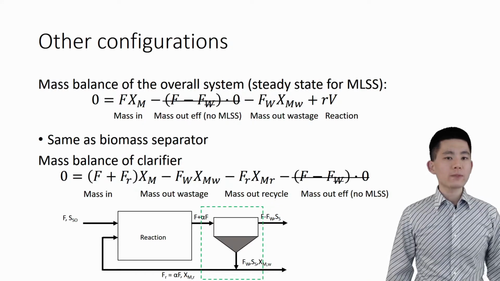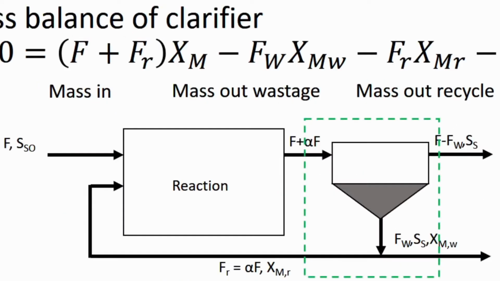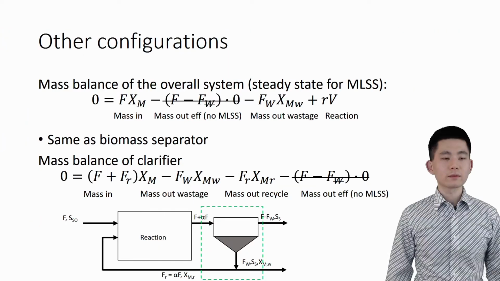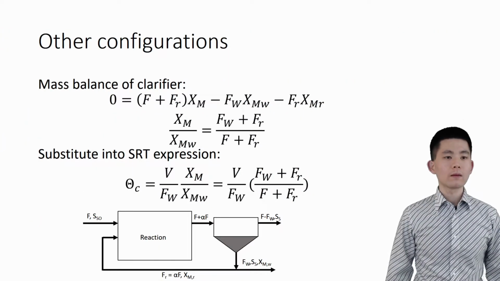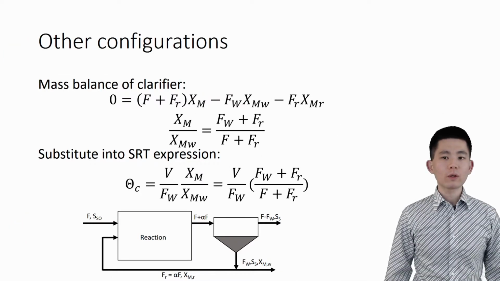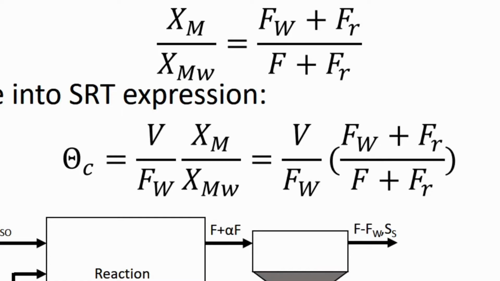We can then look at the mass balance in the clarifier. Now the system boundary becomes this. Because there is recycling, the clarifier influent flow rate is F plus FR. The supernatant is still 0 as all MLSS is settled in the clarifier. From the mass balance, we can use the influent flow rate, wastage flow rate, and recycle flow rate to express the ratio of MLSS in bulk solution and MLSS in waste streams. Therefore, we can express SRT with this equation.